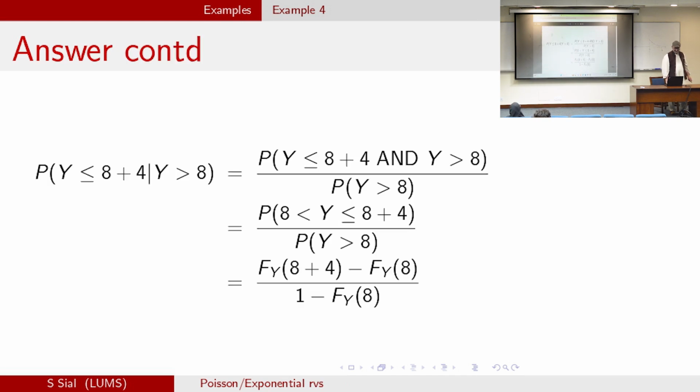Well, okay. What's conditional probability? The probability of A given B is the probability of A intersection B divided by the probability of B, right? So this is the probability that y is less than or equal to 12 and that y is bigger than 8, divided by the probability that y is greater than 8. Okay?